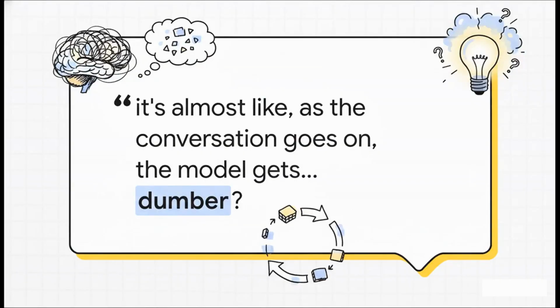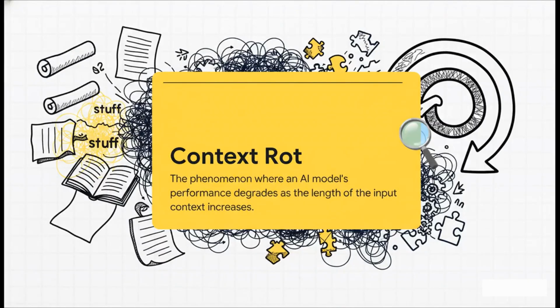And you know what? It's not just a feeling. It's a real, measurable thing. And there's a technical name for it, context rot. It's this idea that the more you try to stuff into an AI's short-term memory, its context window, the worse it gets at its job. And we're not talking about a small dip in performance. For anything remotely complex, it can be a total collapse.